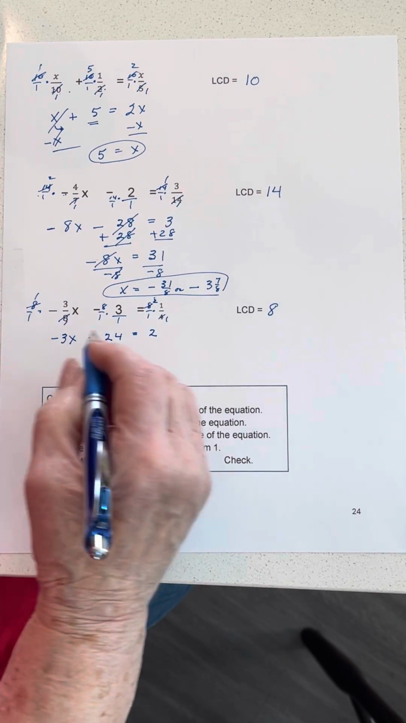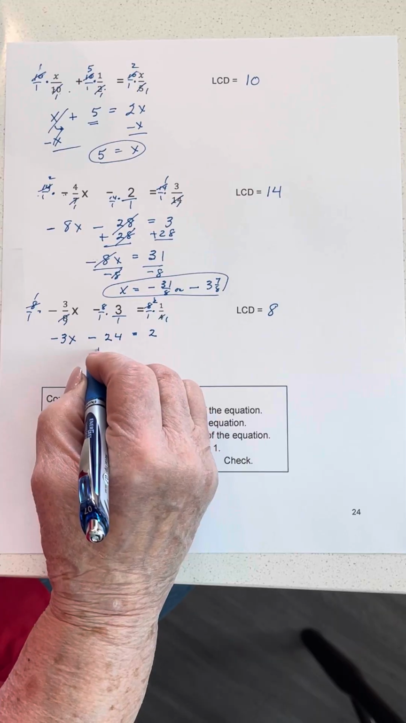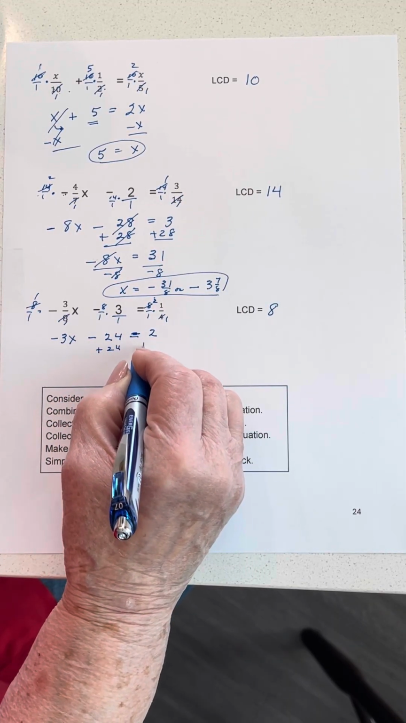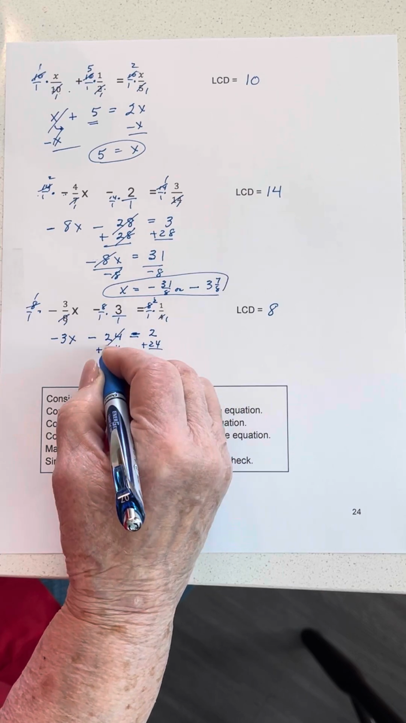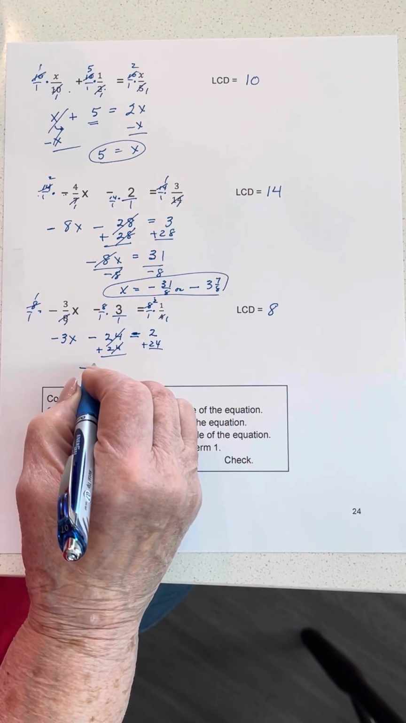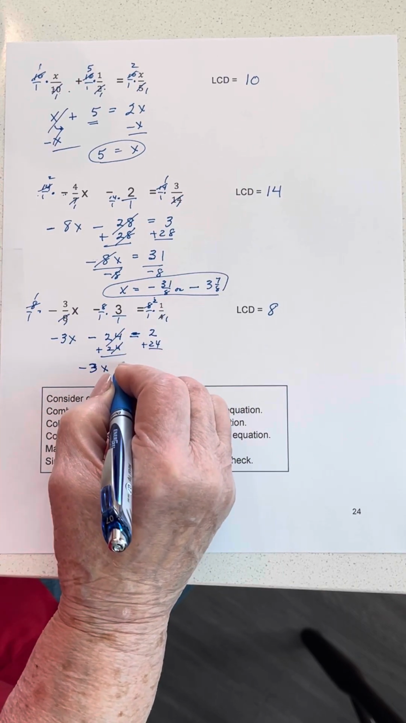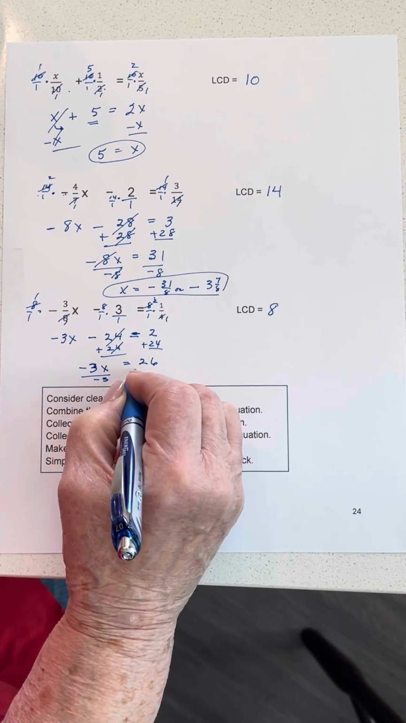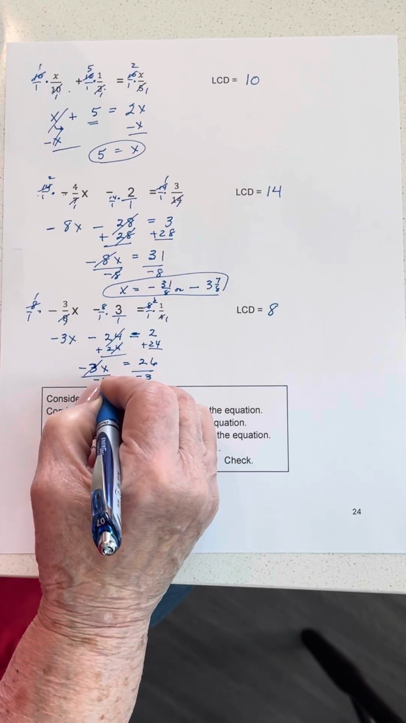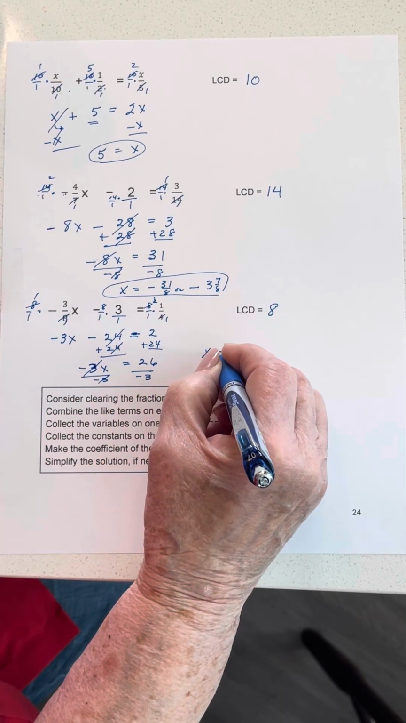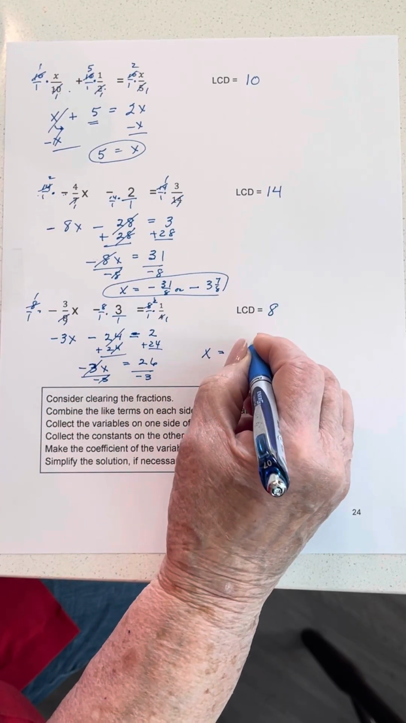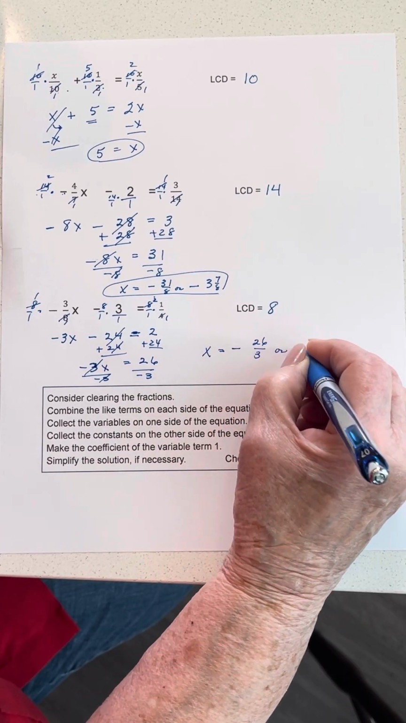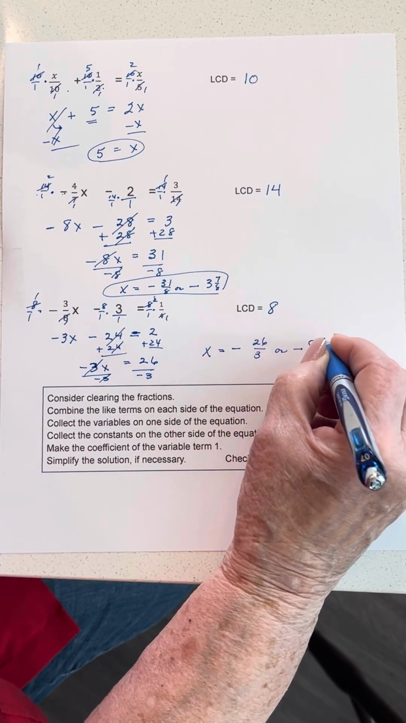So the x's are already on this side. Let's add 24 to both sides. This is 0, so negative 3x is equal to 26. And now we'll divide by negative 3. And we are left with x is equal to negative 26 over 3, or negative 8 2/3.